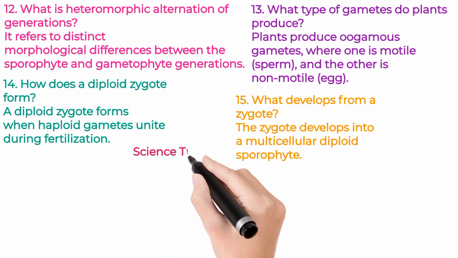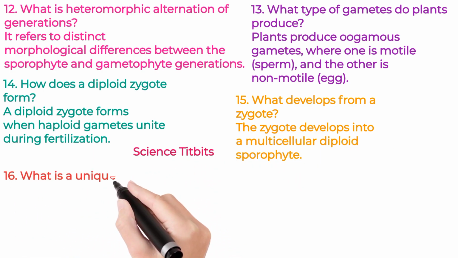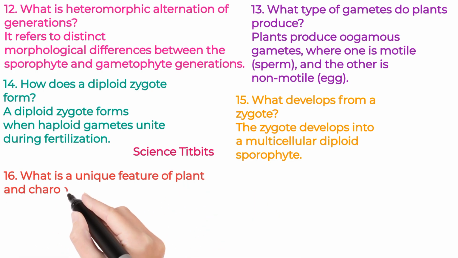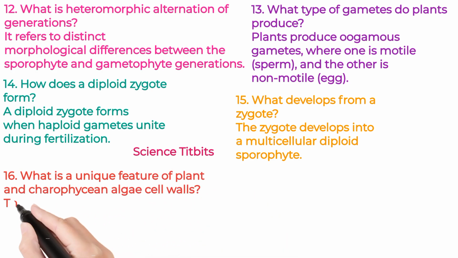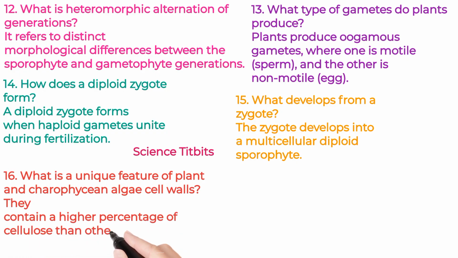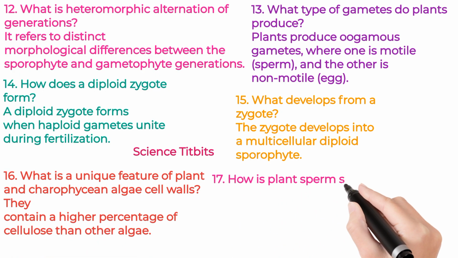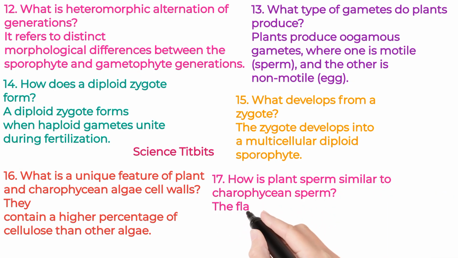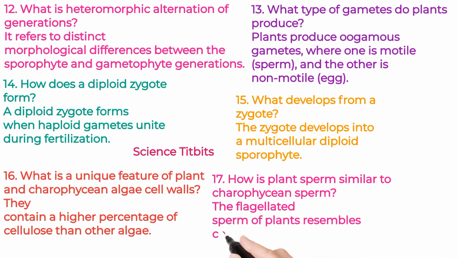Science tidbits. 16. What is a unique feature of plant and Charophycean algae cell walls? They contain a higher percentage of cellulose than other algae. 17. How is plant sperm similar to Charophycean sperm? The flagellated sperm of plants resembles Charophycean sperm.